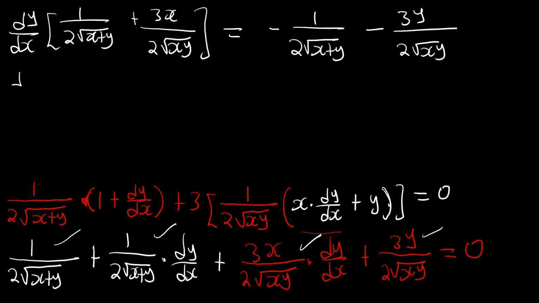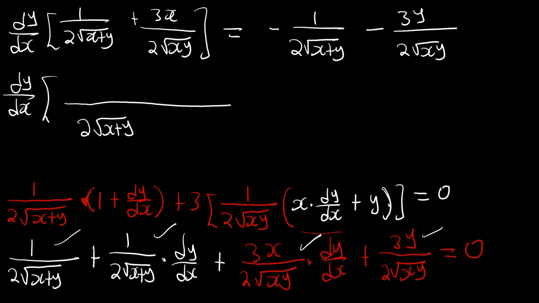So dy over dx, we are going to have, I said the LCD is 2 root of x plus y multiplied by the root of xy. So here we are going to have root of xy plus, on the other side we'll be having 3x root of x plus y.